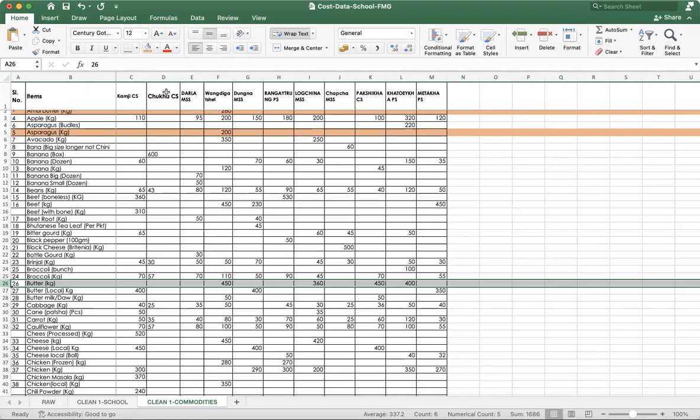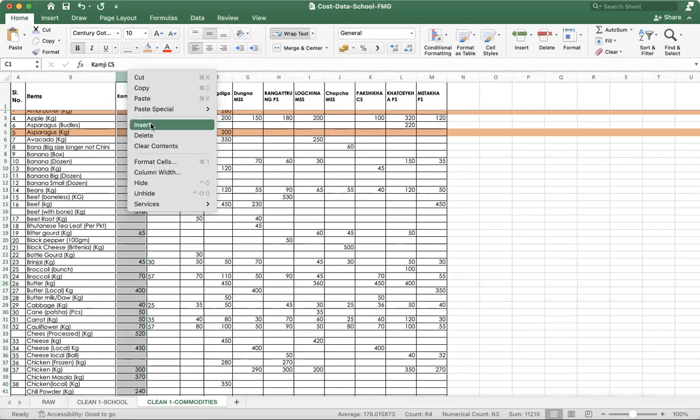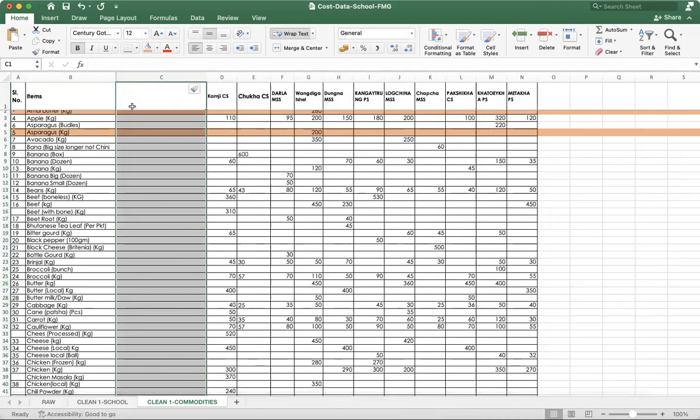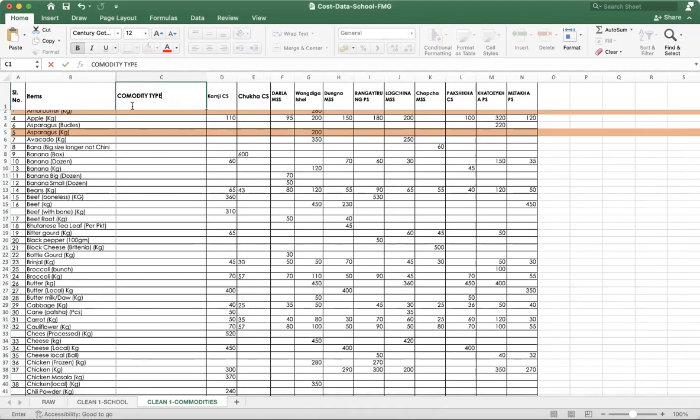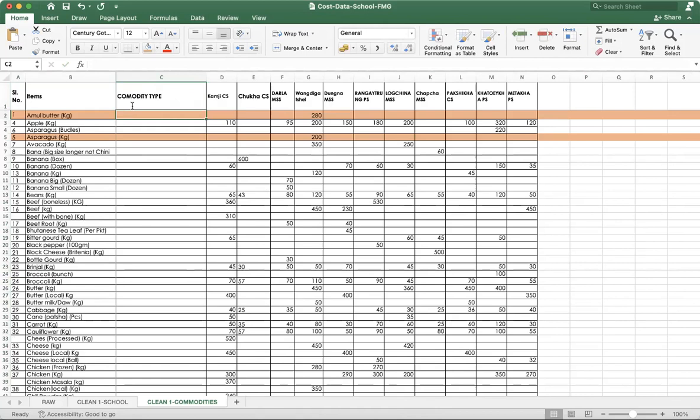Commodity type. Amul butter. Livestock products, let's see. Vegetables, fruits, yeah. And livestock products, sir.